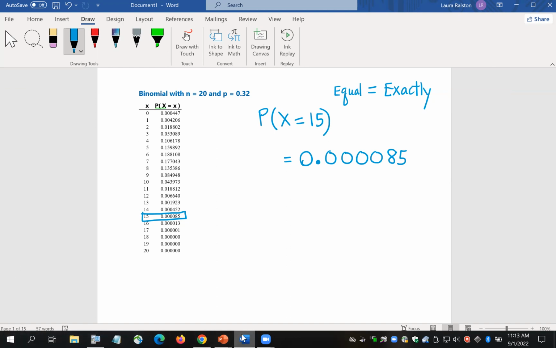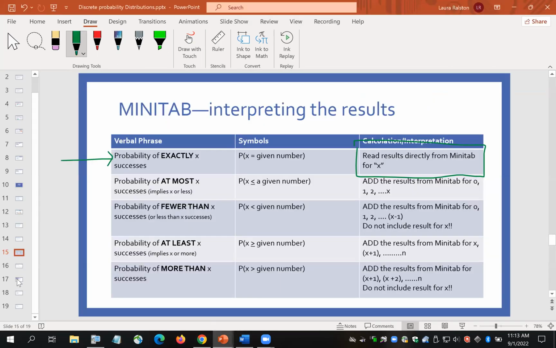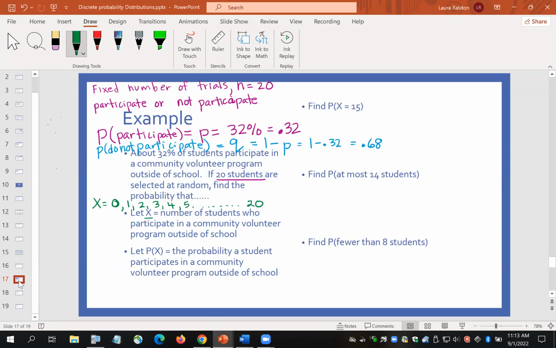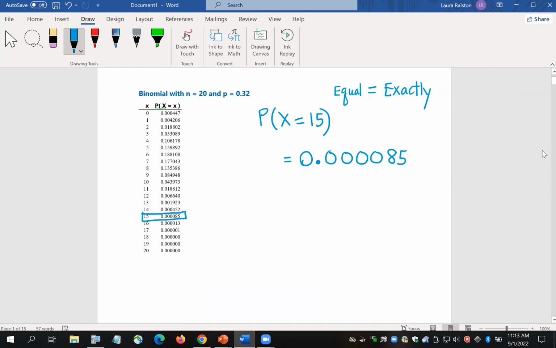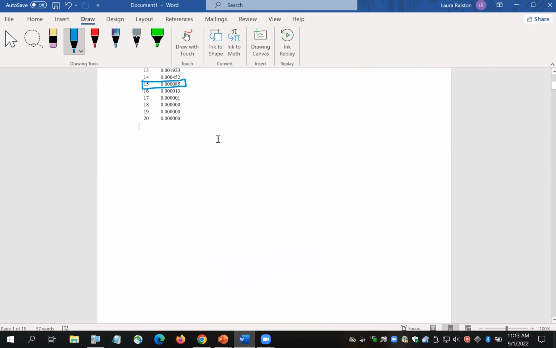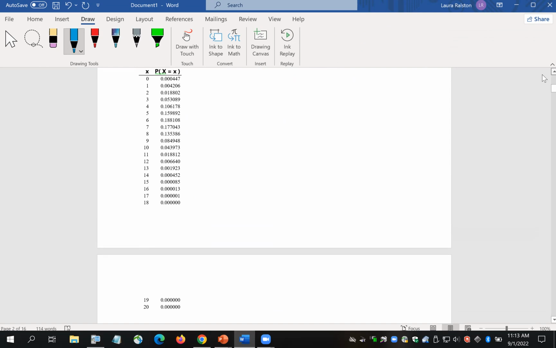Questions before we look at the second one? And I got to look at the PowerPoint because I don't remember what it was. At most 14. Okay, so if we look at the second question, and I'm going to copy the table again. Okay, at most 14.